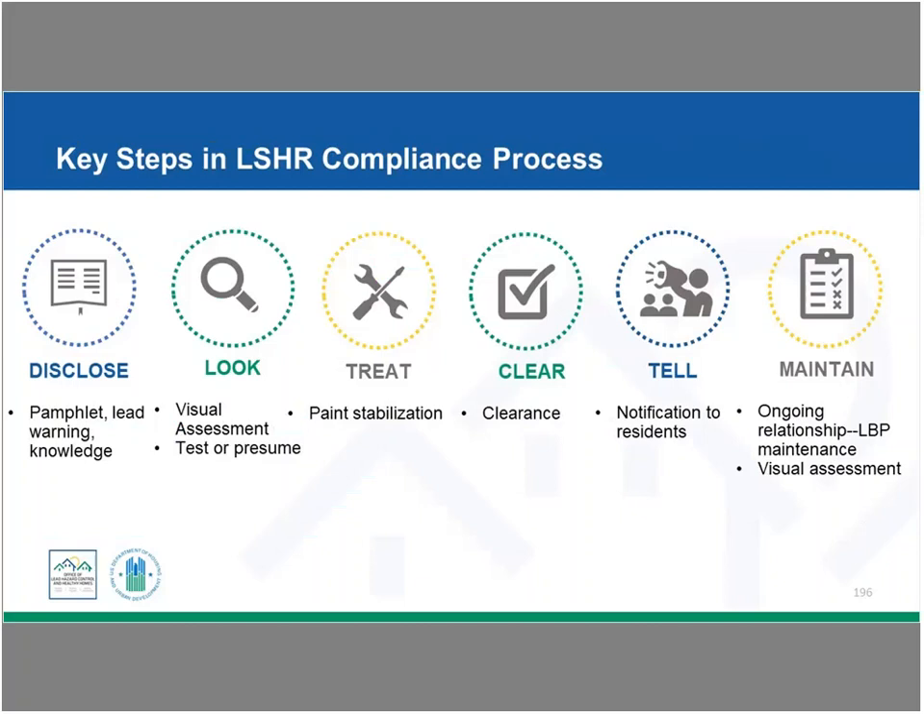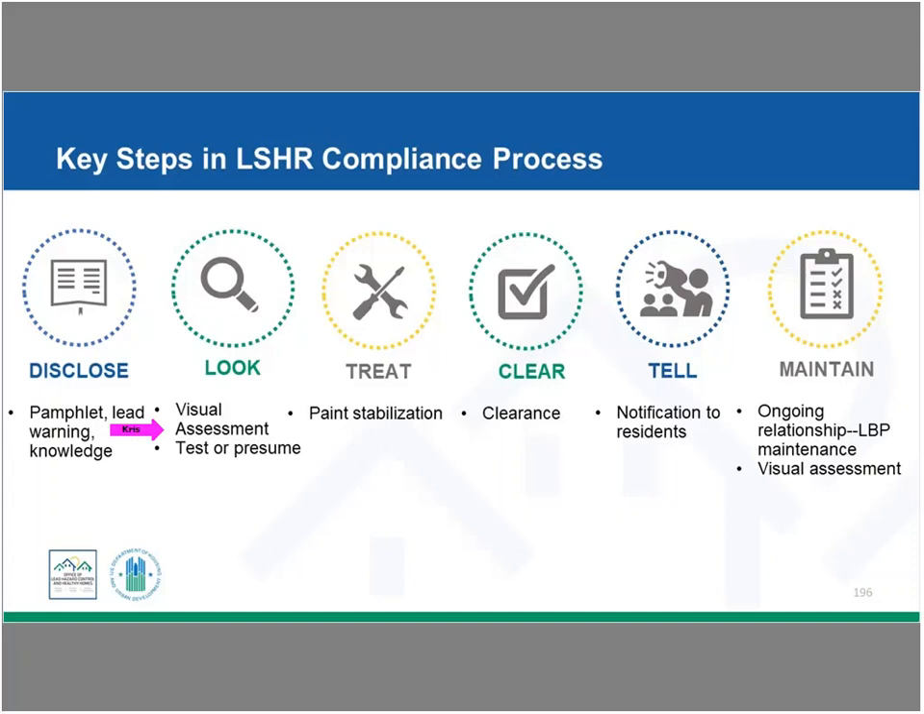So first we have disclosure. We have a couple slides about this where we're going to go over what disclosure is. Disclosure is for sale and for leasing. And then the next step is that you're looking, so you're looking or evaluating for the lead hazards. And in Subpart K, the term that we use when we're looking is the visual assessment. We're going to go over what a visual assessment is, and how somebody becomes trained in visual assessment. You always have the option to do something more stringent than a visual assessment. You could test or you could presume, but those are options. The requirement is actually a visual assessment.